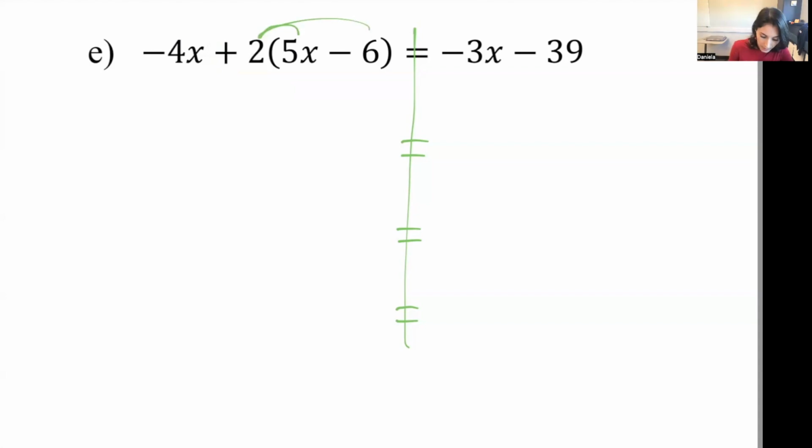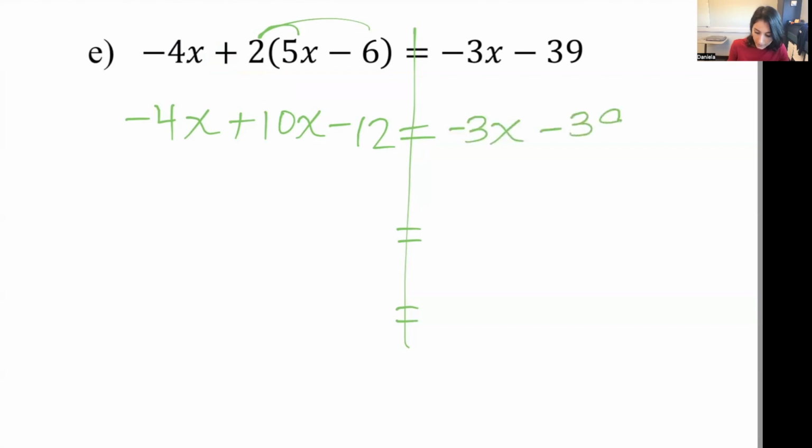And whenever you do PEMDAS problems, again, you've got to stay organized. We're not touching that. We're dropping that down. 2 times 5x is 10x. And then 2 times -6 is -12. Okay. And then the other side, I didn't touch anything there. They're not like terms. There's nothing to do on that side. So I can just drop that down, right?